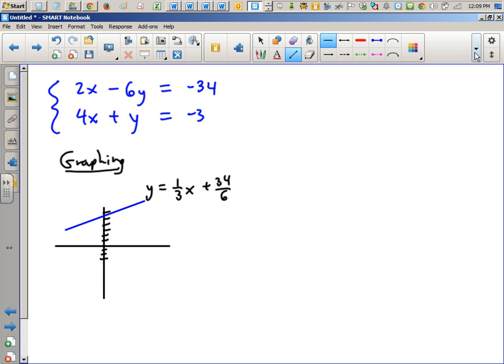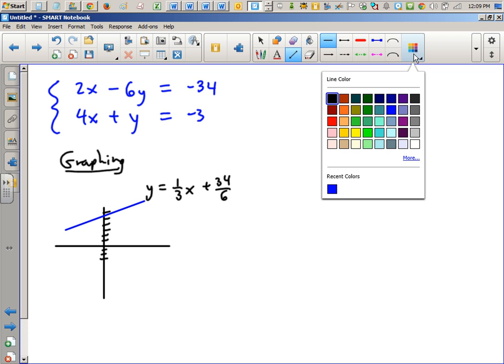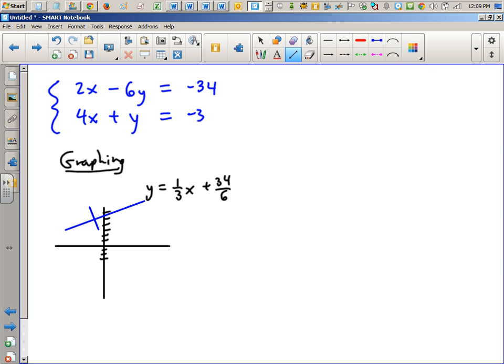Draw a line. Let's do a blue line again. Okay. This is the other one. The goal was to solve the system. The solution is this point of intersection. Where is that? Maybe negative 2, 5 maybe? Tough call. Why is this a bad method for solving?